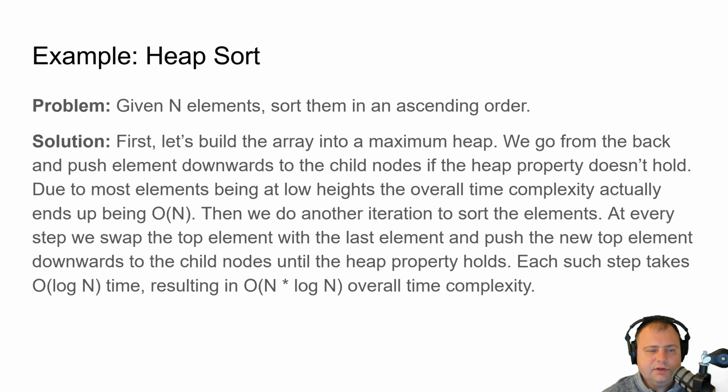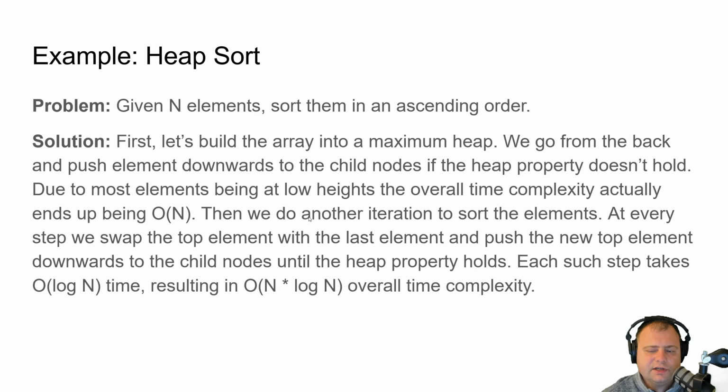So the problem is sorting: given the elements, sort them in ascending order. First step, we build the array into a maximum heap to have the heap property. We go from the back and push elements downwards to the child nodes if the heap property doesn't hold. Since most elements are at low heights, overall time complexity actually ends up being O(n). Half of the elements are leaves, so we don't do anything, just check if they're leaves. Then a quarter of elements are at height 2, and so on.